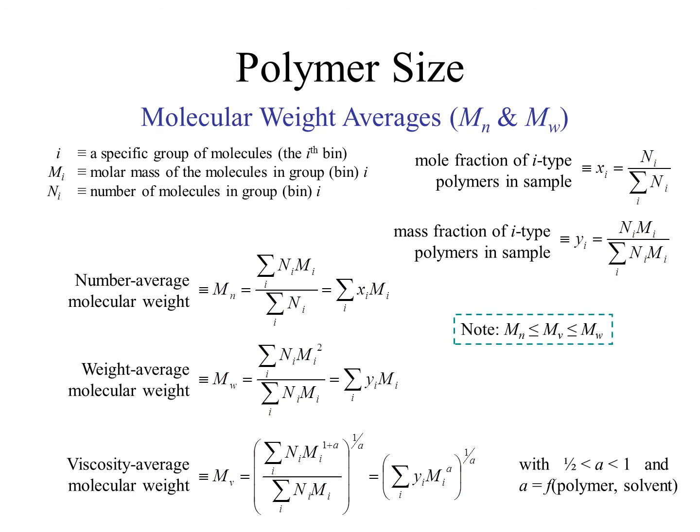One thing I do want to point out though, M sub n is always less than M sub v, which is always less than M sub w. This is a helpful piece of knowledge to keep in mind when working homework and exam problems. Be careful to check your final answers to make sure that they fall in the correct order, and therefore make sense. If you calculate your M sub n larger than your M sub w, you messed up somewhere in your calculations. For additional explanations, see the supplemental molecular weight information on the course site.